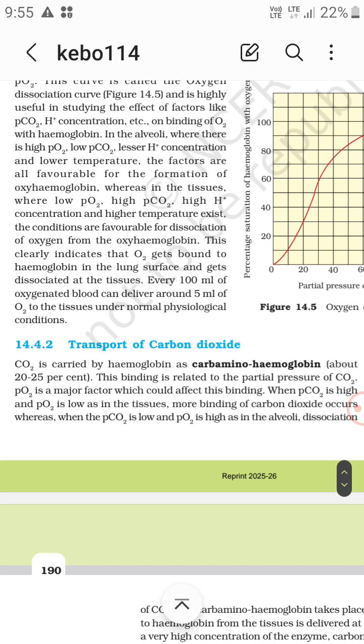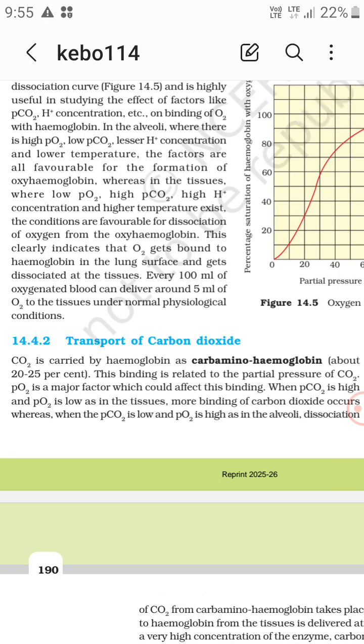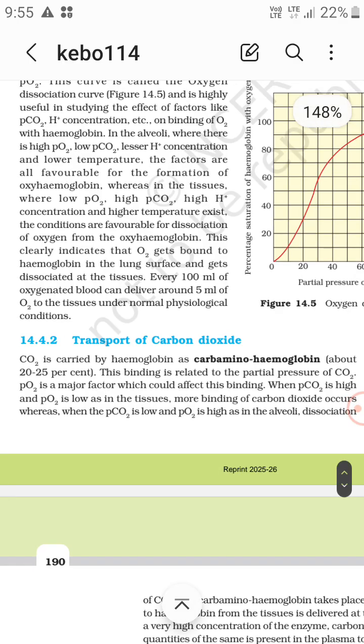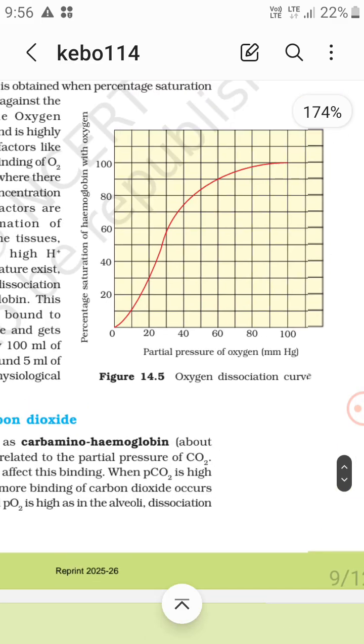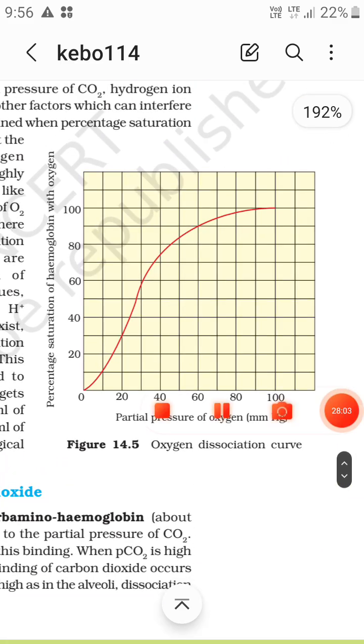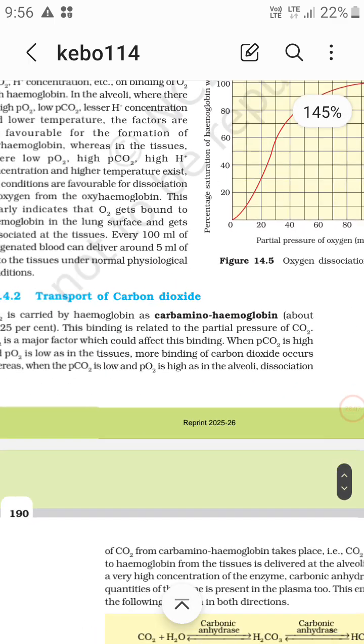Every 100 ml of oxygenated blood can deliver around 5 ml of oxygen to the tissues under normal physiological conditions. So this is the oxygen dissociation curve, as you can see.